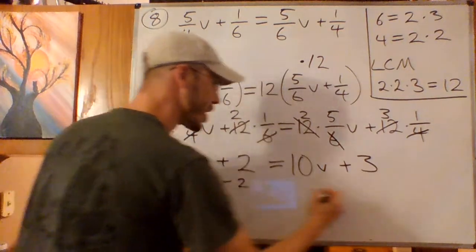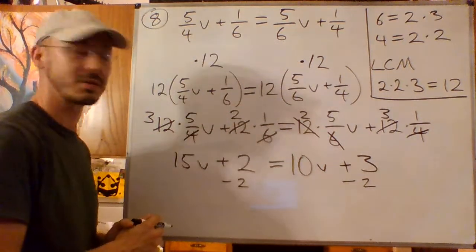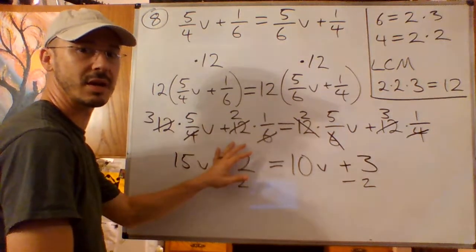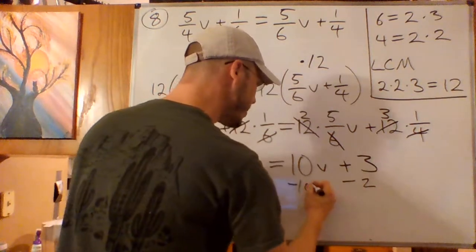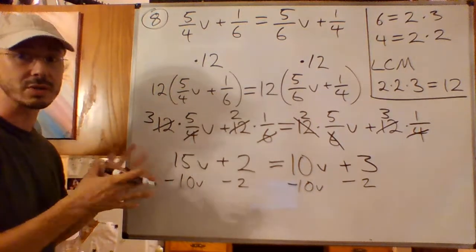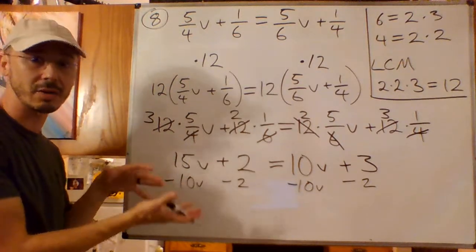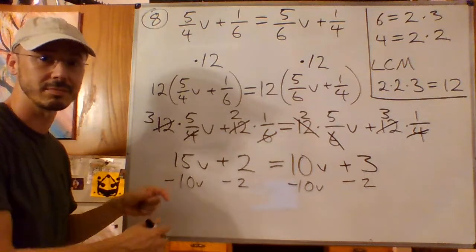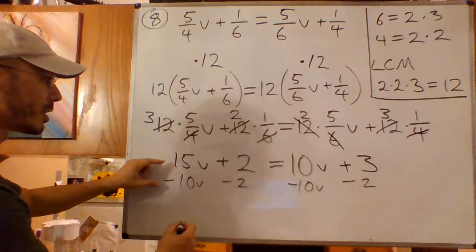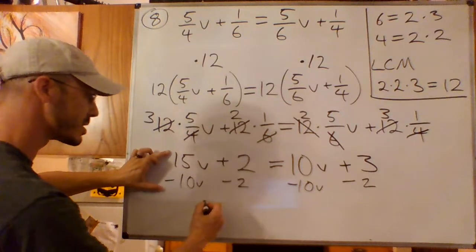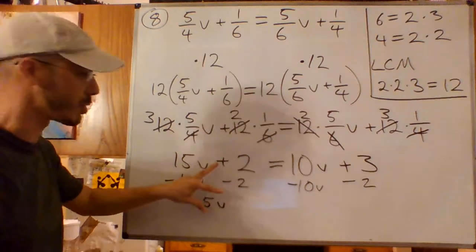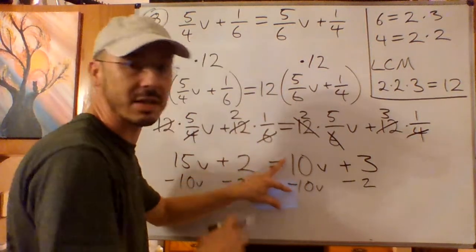I'm going to subtract 2 from both sides to get the numbers over there. And I'm also going to subtract 10v from both sides. So what I'm doing here is 2 steps, but I'm saving writing by only writing the equation one more time. Over here, 15v minus 10v is 5v. The 2's are gone. That was the point. 10v minus 10v, that's gone.